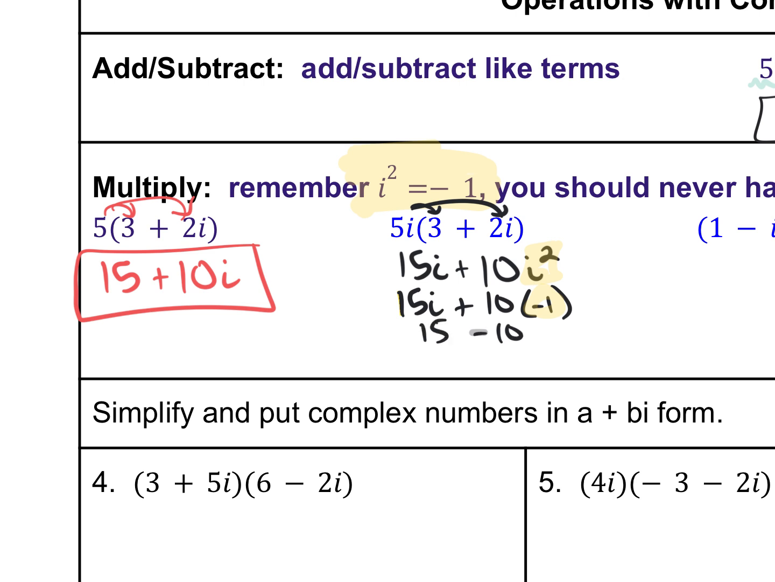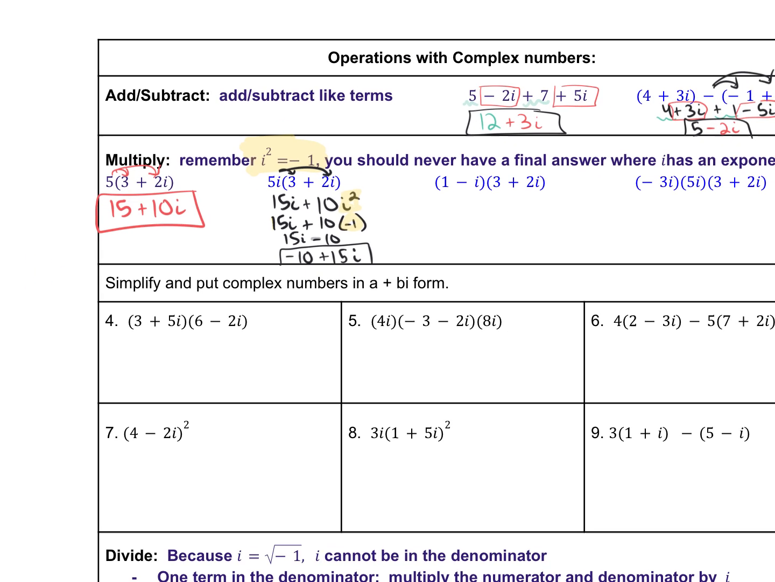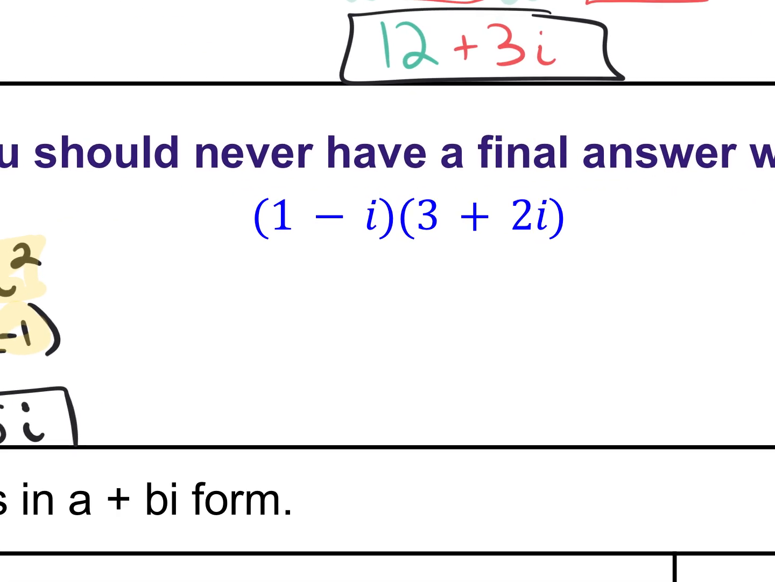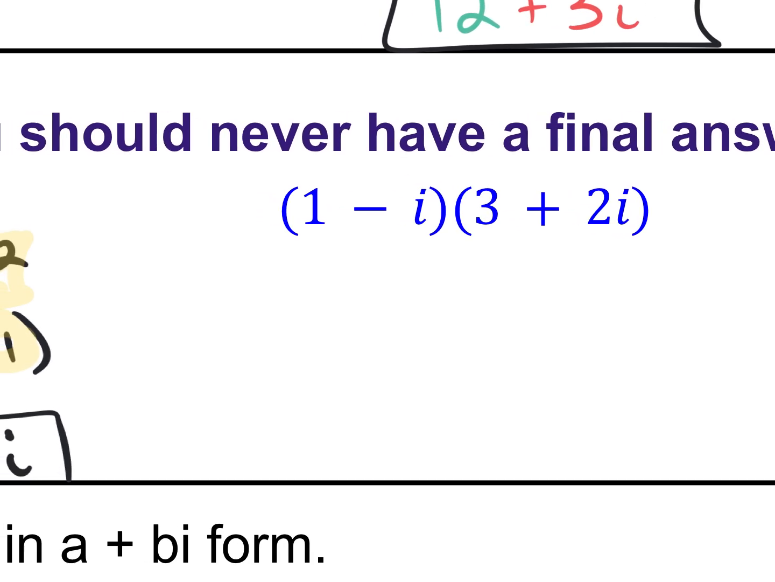And then when I rewrite my final answer, I just want to make sure I put the real part first. So in this case, the -10 is going to come first, and then my +15i, or that imaginary part, will come second. So you always want to make sure your complex numbers look like that, with the real part first, imaginary part second. So let's get into foiling real quick on the next example. So multiplying our 4 different operations here. So do it pretty quickly. 1 times 3 is 3. 1 times 2i is 2i.